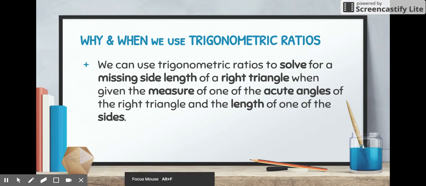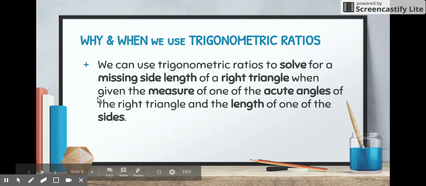So trigonometric ratios are dealing with trigonometry, right? Trigonometry actually is the study of triangles, and ratios just means you can write some numbers as a fraction, basically. And we use trigonometric ratios to solve for a missing side length of a right triangle when we're given a measure of one of the acute angles. So that's an angle that's between 0 and 90 degrees, non-inclusive, and one of the lengths of the sides. So basically like that number 3 problem.